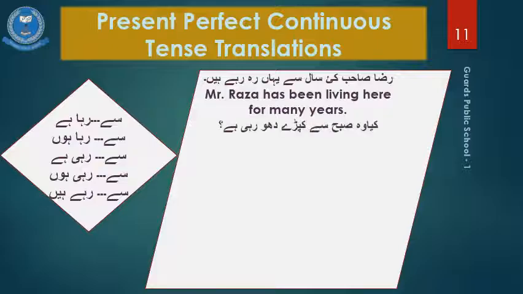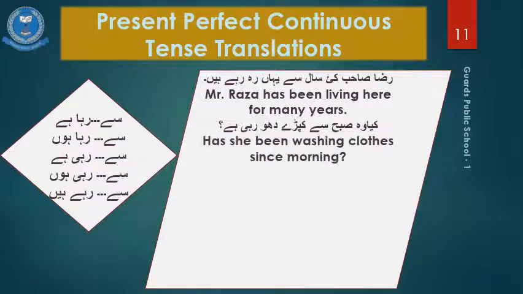Number 2 is: kya woh subah se kapray dho rahi hai? Example sentence of interrogative. So write has in the beginning. And why are we using has here? Because the subject is singular. So the English sentence is: has she been washing clothes since morning? We are using since here because we know the point of time. For the point of time, we use since, and a question mark in the end because this is interrogative.